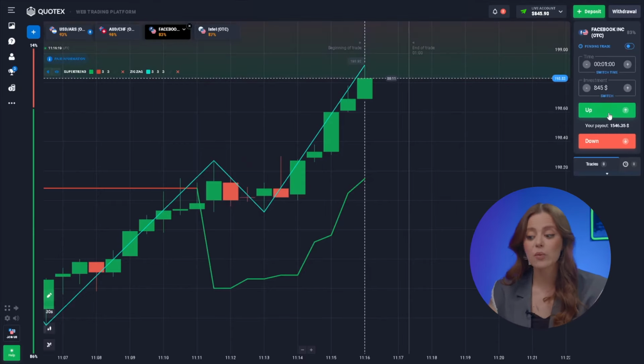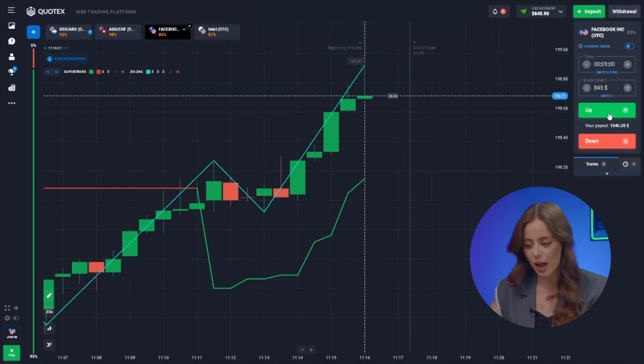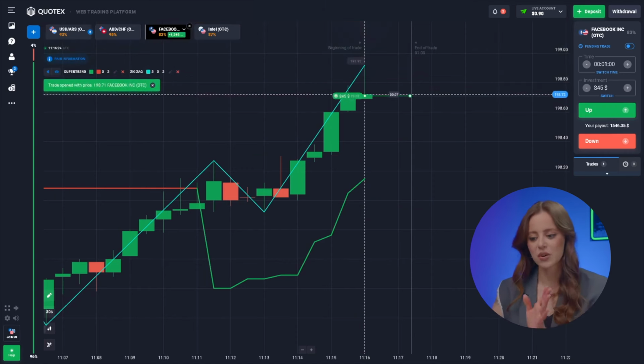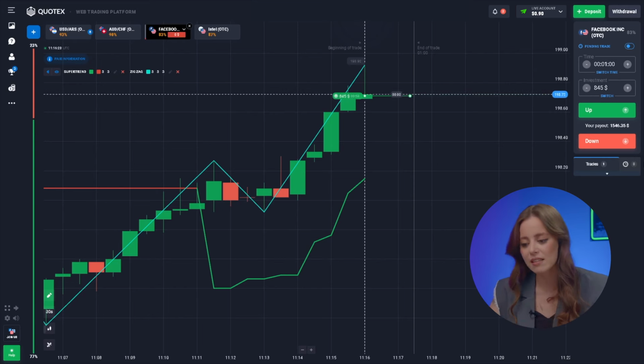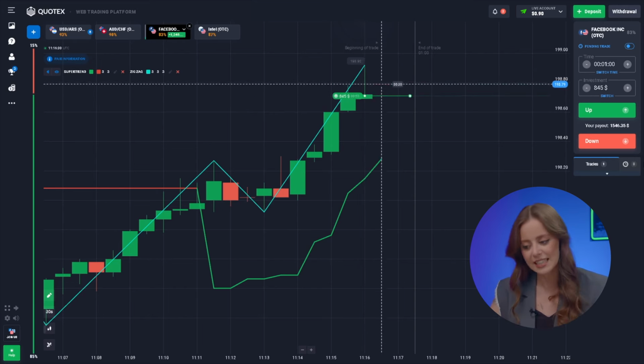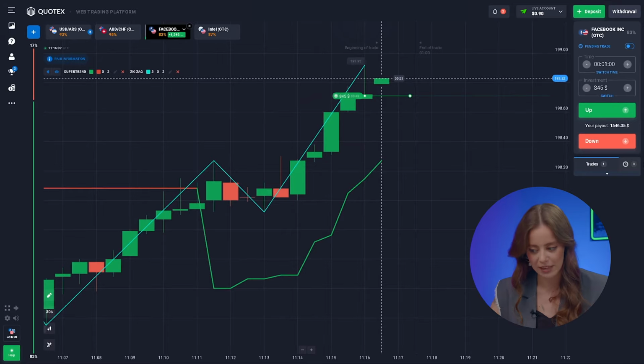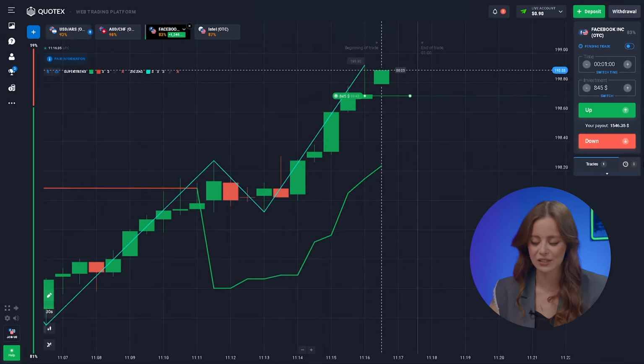Okay, and here we are with Facebook again. And it's going up again. What's the magic? The green super trend line is heading up. The bullish candles are maintaining their intensity. And zigzag hasn't identified a peak. So the upward movement continues.